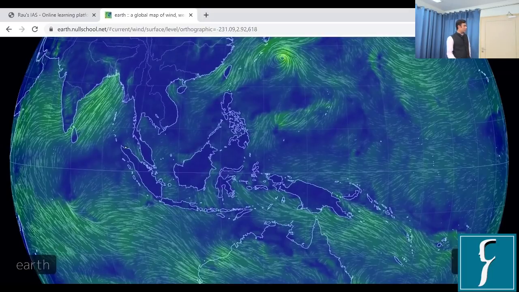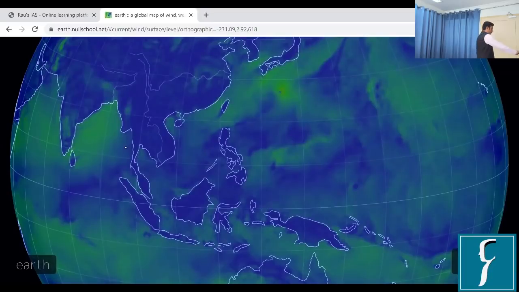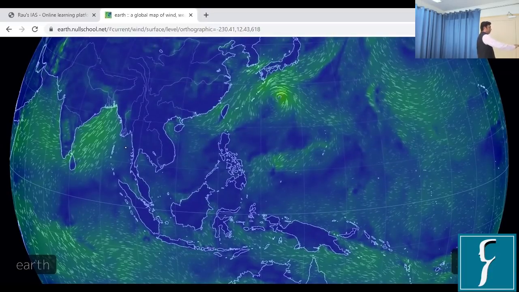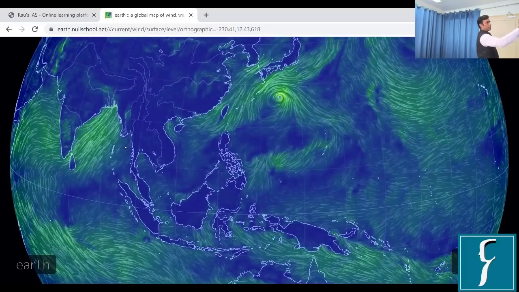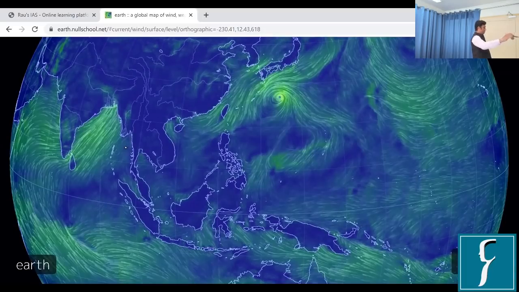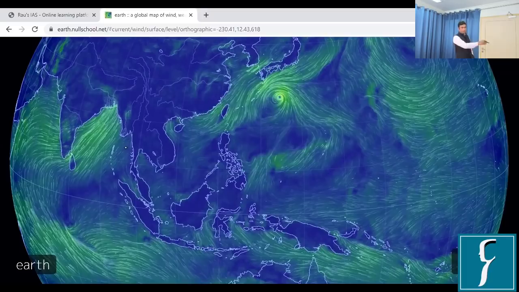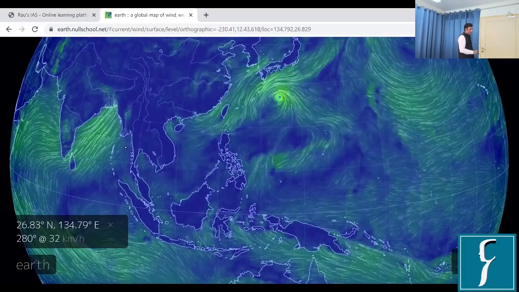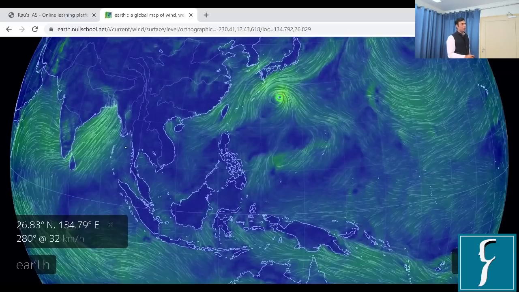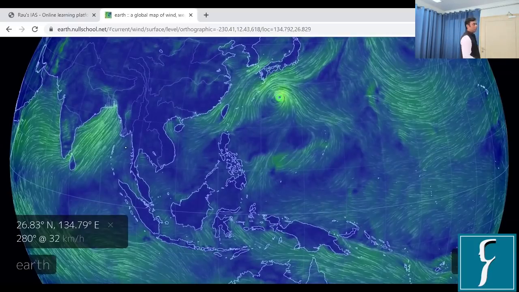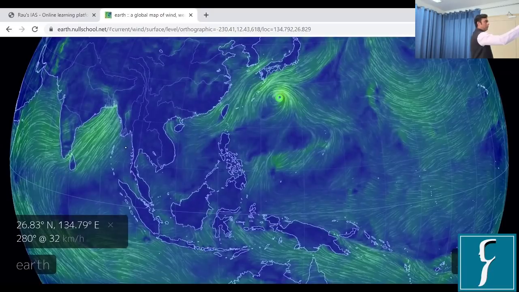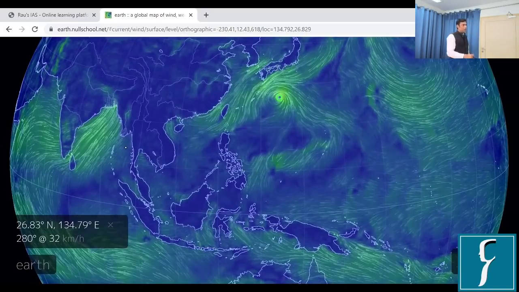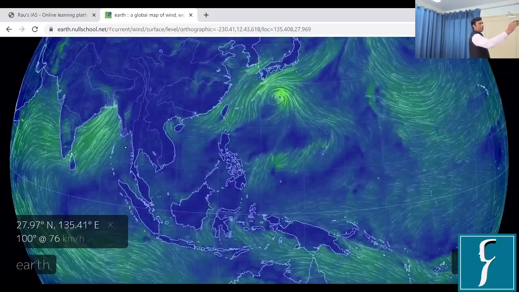With this cyclonic system, what we can figure out is the center. At the center, just check on the left side, the wind speed. The wind speed has been given as 32 kilometers per hour, in the central portion where I have marked it. If I take the point a little bit further apart, now you can see 76 kilometers per hour.